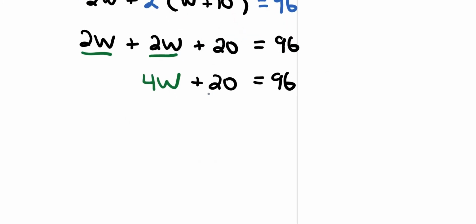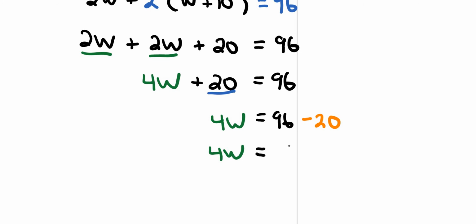And then let's go ahead and solve this linear equation by moving the 20. The 20 would go on the right-hand side, so that would be negative 20 here. And then 4W would equal 96 minus 20, which is going to be 76, and then you can divide both sides by 4. And after all that, 76 divided by 4, I'll just go with my calculator really quickly, that's going to be 19. So the width is 19.